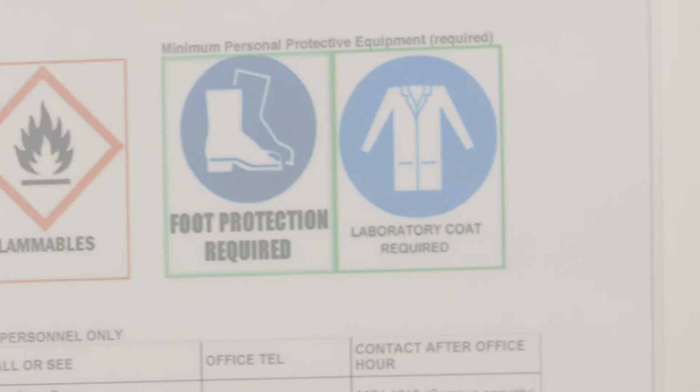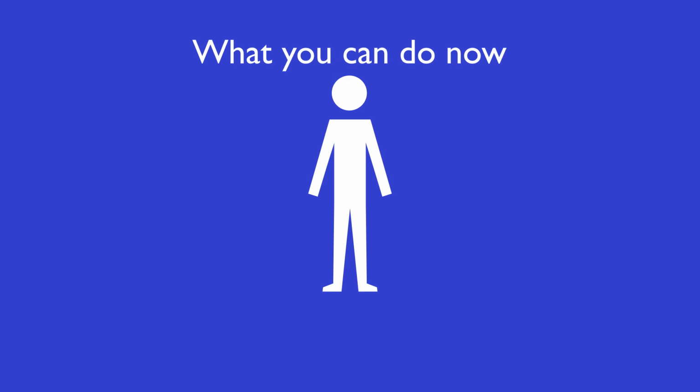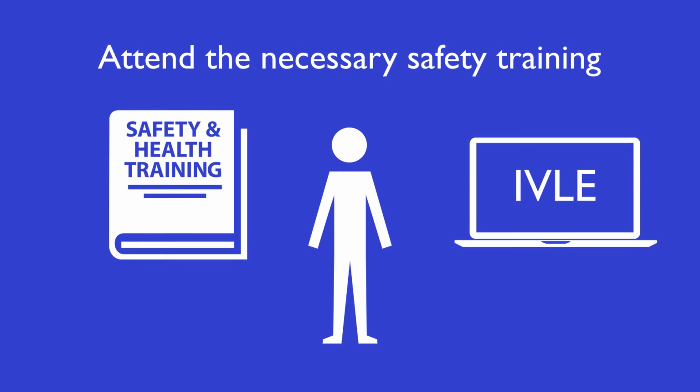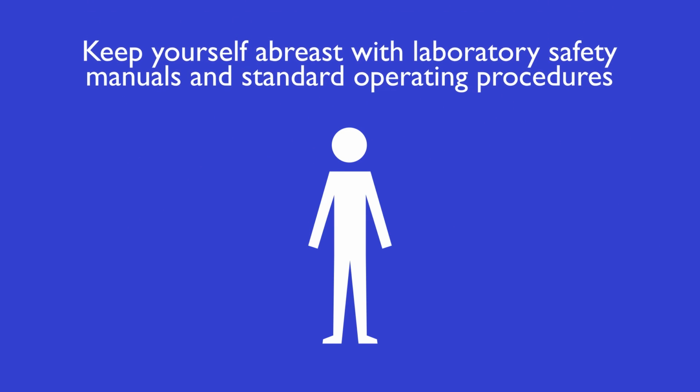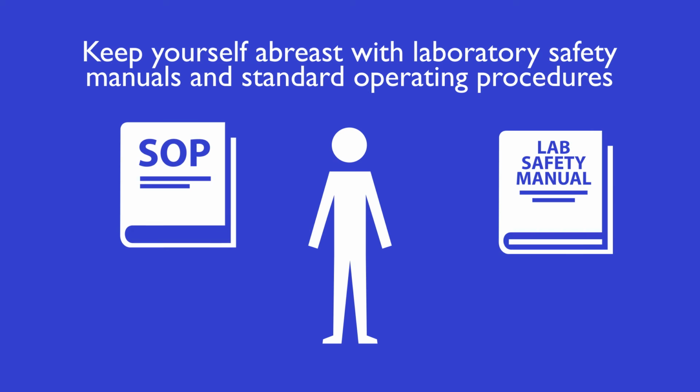Now that you have familiarized yourself with the risk assessment process and how the various control measures reduce or manage this risk, it is important that you do your part in implementing these controls. You can start right now by doing the following. Attend the necessary safety training before working in the laboratory. Keep yourself abreast with all the requirements of the laboratory safety manuals and standard operating procedures.